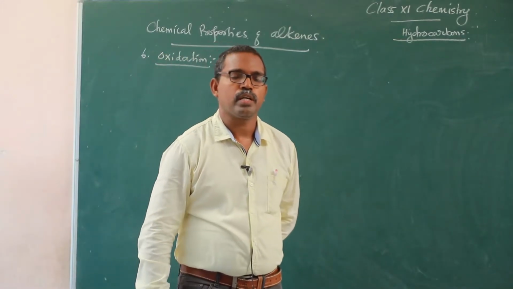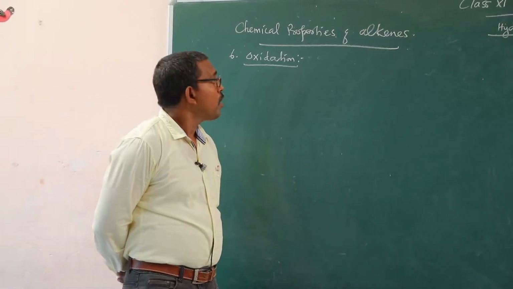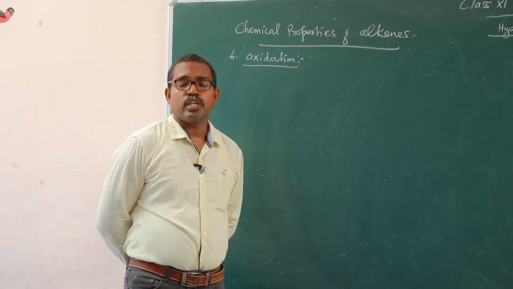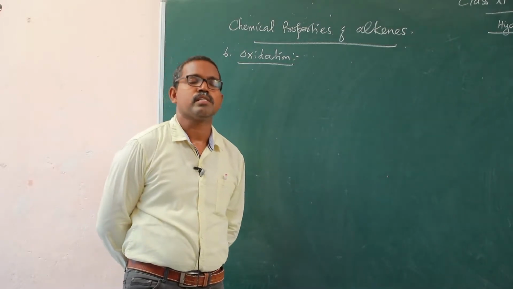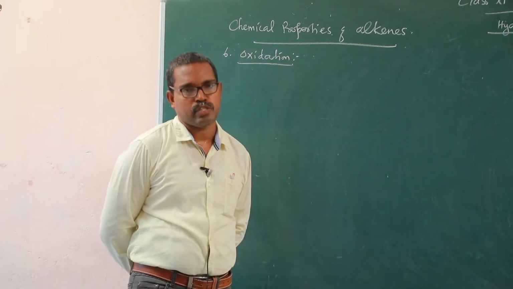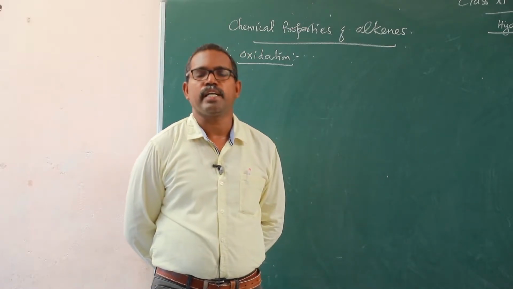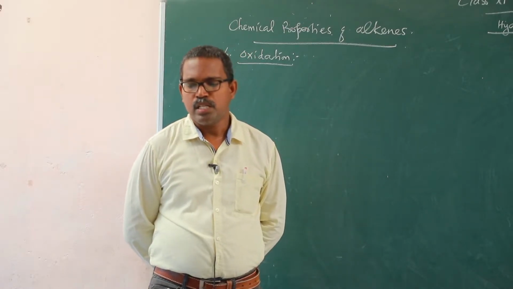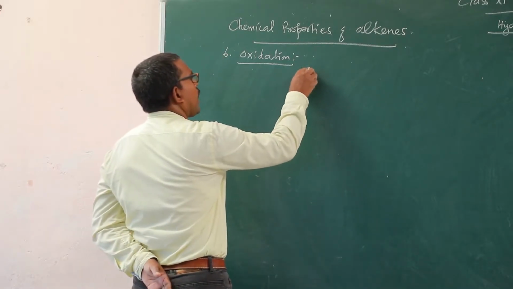So under chemical reactions of alkenes, now the continuation, the oxidation reaction. Oxidation reactions can be carried out in the case of alkenes under two different conditions. First of all, we are using alkaline potassium permanganate as the oxidizing agent.